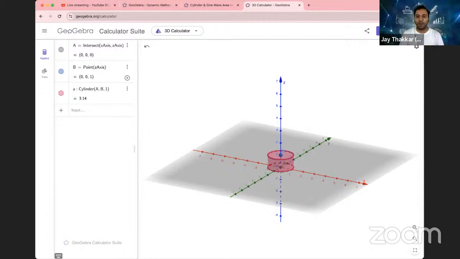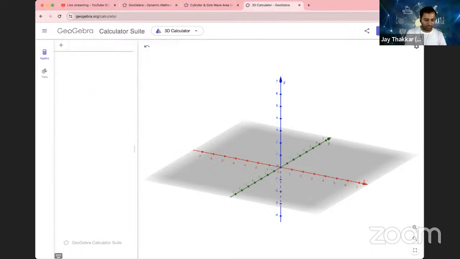ठीक है, तो हमारा सिलेंडर तो बन गया. Let me once again try to create the same thing using a command as well. तो उसके लिए कमांड क्या है? So the command for that is Cylinder.